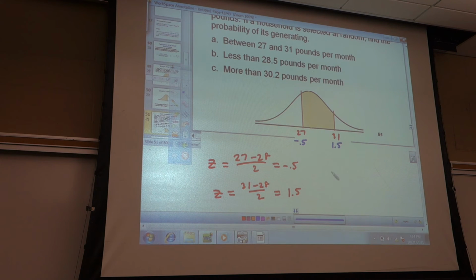And then I'm going to do normal CDF of negative 0.5, comma 1.5. What did you get? 0.6247? Yeah. Okay. You finished A, take a crack at B.